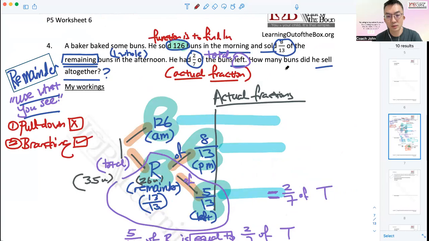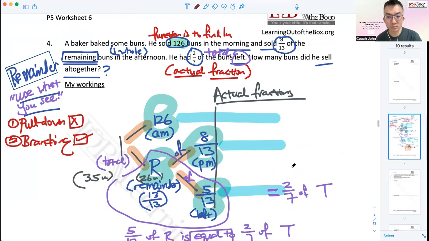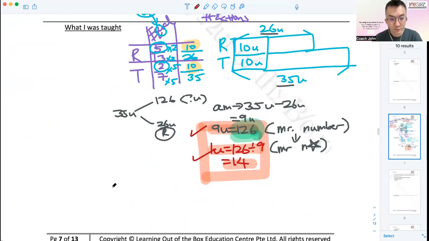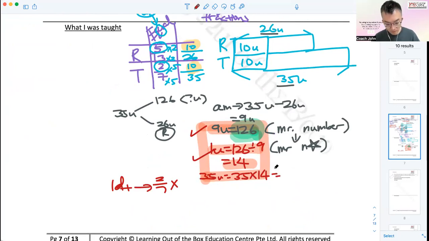Okay, so right now they are asking how many buns did he sell altogether? Okay, so with this, what do you do? Since we know what's left, and left is actually 2 out of 7, right? So left is actually 2 out of 7 times. Okay, how many units in total? 35U. Let me just get 35U out here first, which is 35 times 14. And that's 490. So left is actually cancel.